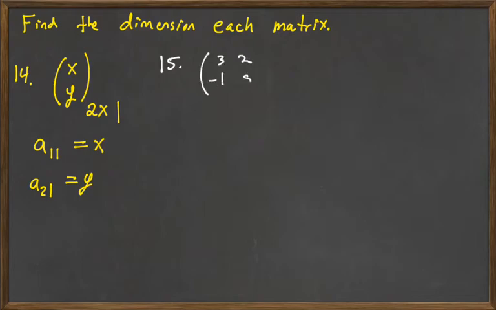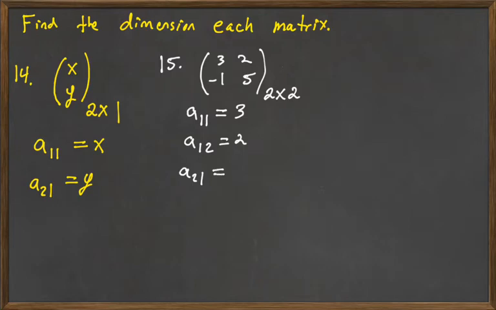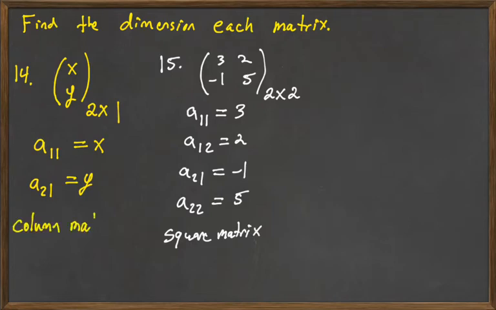Okay, so how about 3, 2, -1, and 5 as a matrix? There are 2 rows and 2 columns. A11 is 3. A12, so first row, second column, is 2. And A21, so second row, first column, is -1. And then second row, second column is going to be 5. And notice that the rows and the columns are the same for number 15, so we call that a square matrix. And then we'll go back and mention that number 14, we can call that a column matrix. Sometimes it might be referred to as a column vector.